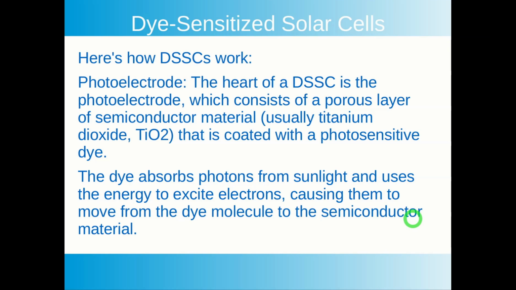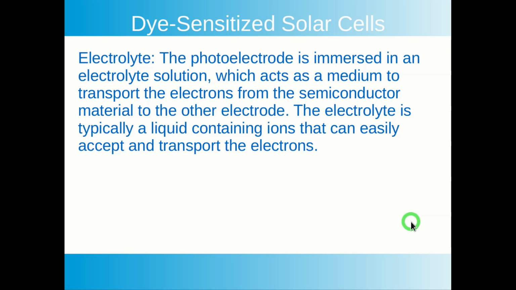Dye-sensitized solar cells work by having a titanium dioxide layer coated with a photosensitive dye. The dye absorbs the photons and moves excited electrons from the dye molecule to the semiconductor material. The photoelectrode is immersed in an electrolyte, which is used as a medium to transport the electrons from the semiconductor material to the other electrode.